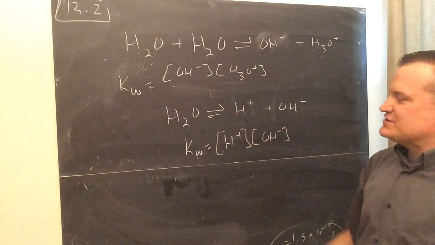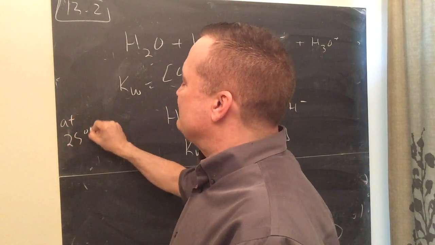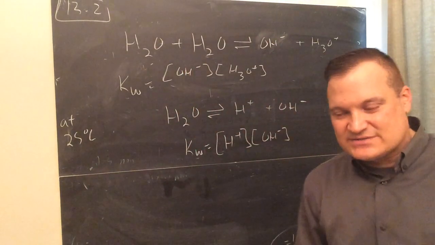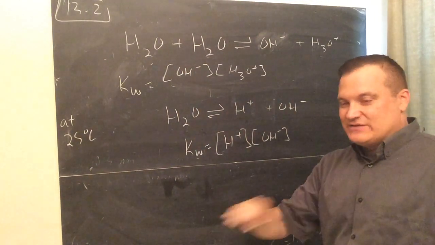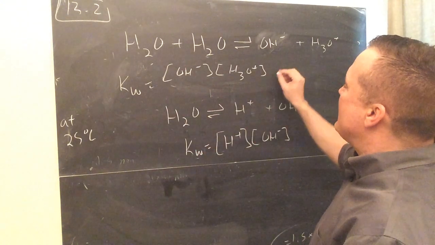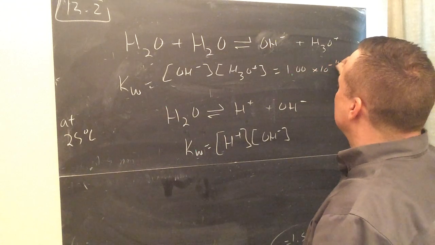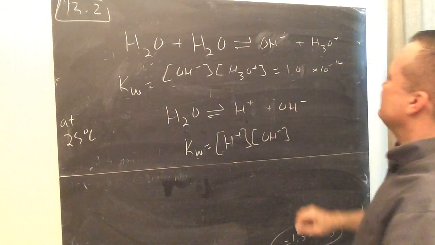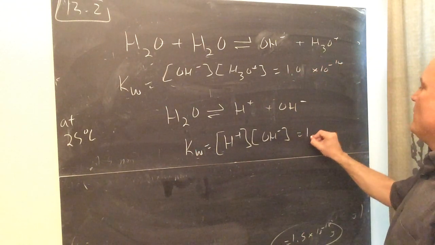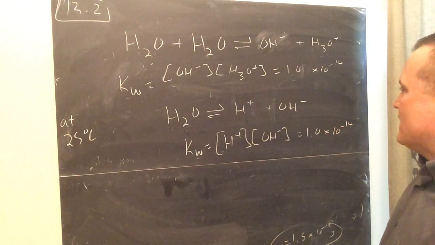This is the dissociation. Now, everything in acid and base is done at 25 Celsius. Remember, constants are only constant at a given temperature. You change temperature, you change the value. And the Kw value is equal to 1.0 times 10 to the negative 14. That's a really small number.